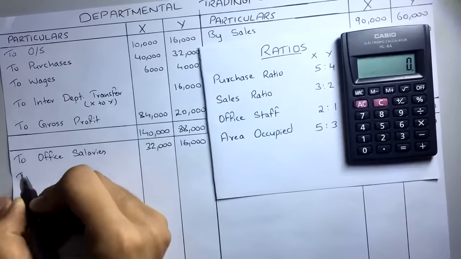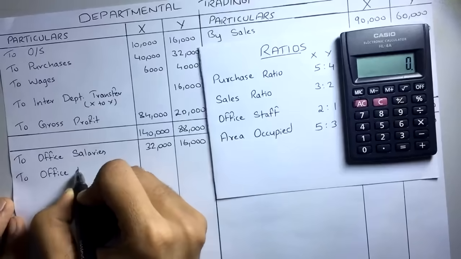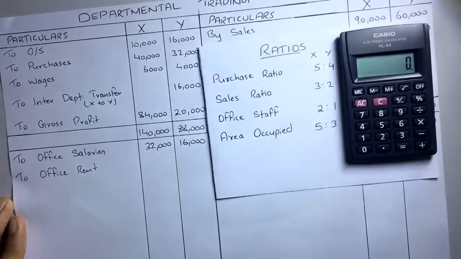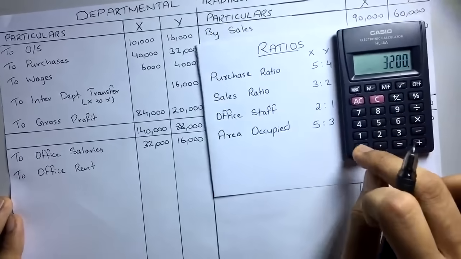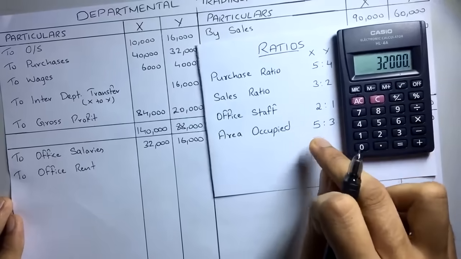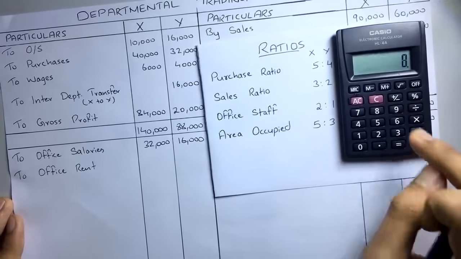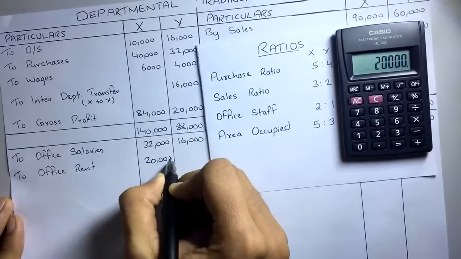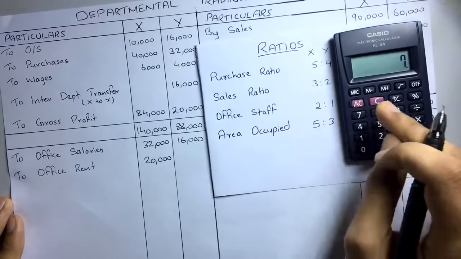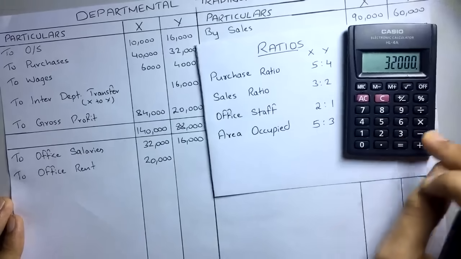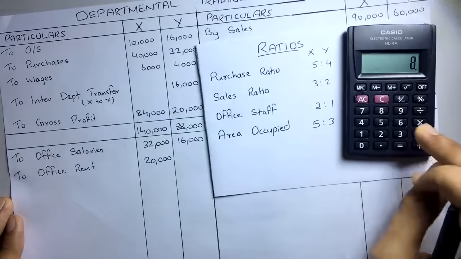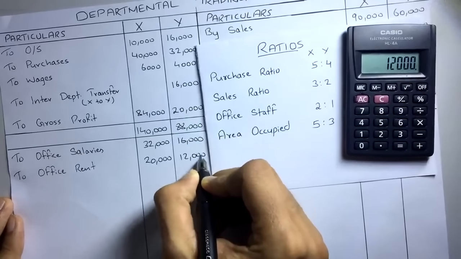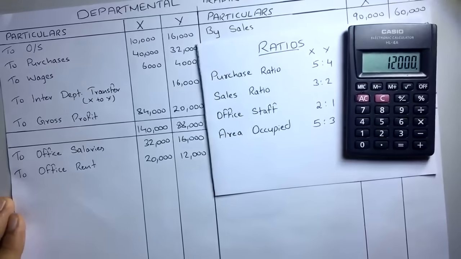So now, office rent. The office rent figure is 32,000. Now let's divide that: 32,000 into area occupied 5:3, so into 5 divided by 8, is equal to 20,000. Office rent of X is 20,000, and office rent of Y is 32,000 into 3 divided by 8, which is equal to 12,000, right? So 12,000 will go to the Y department. Simple.